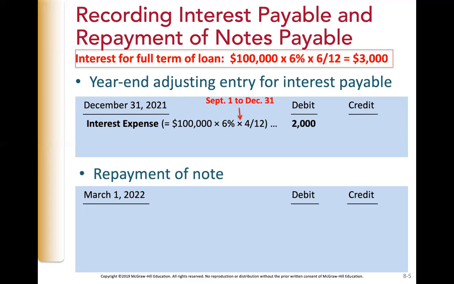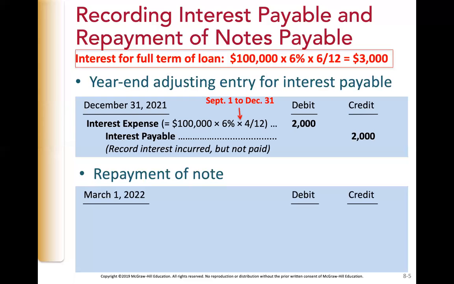So interest expense is $100,000 times 6% times 4 out of 12. $2,000 of that interest expense goes into the adjusting journal entry. What's our credit? It's not cash because we're not paying it. Interest payable. We're recording the interest incurred but not yet paid. We're going to pay that next year, but we've got to record it this year to match our expense to the proper period.